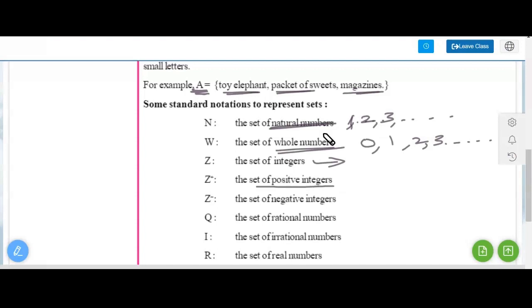Set of positive integers: all positive numbers. Set of negative numbers: all negative numbers, -1, -2, -3. This can be 1, 2, 3, and all numbers. Set of rational numbers: any number which can be expressed in the form p by q, where q is not equal to 0. That is what a rational number is.